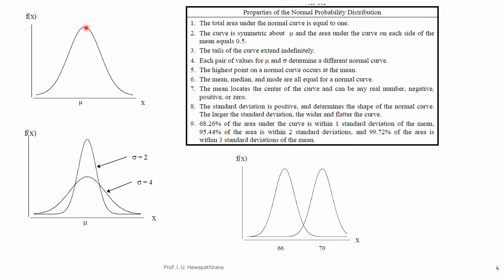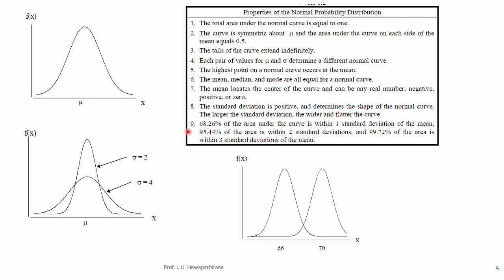The highest point on a normal curve occurs at the mean. The mean, median and mode are all equal. The mean locates the center of the curve and can be any real number. It can be negative, positive or 0. The standard deviation, sigma, is always positive and it determines the shape of the normal curve. The larger the standard deviation, the wider and flatter the curve.